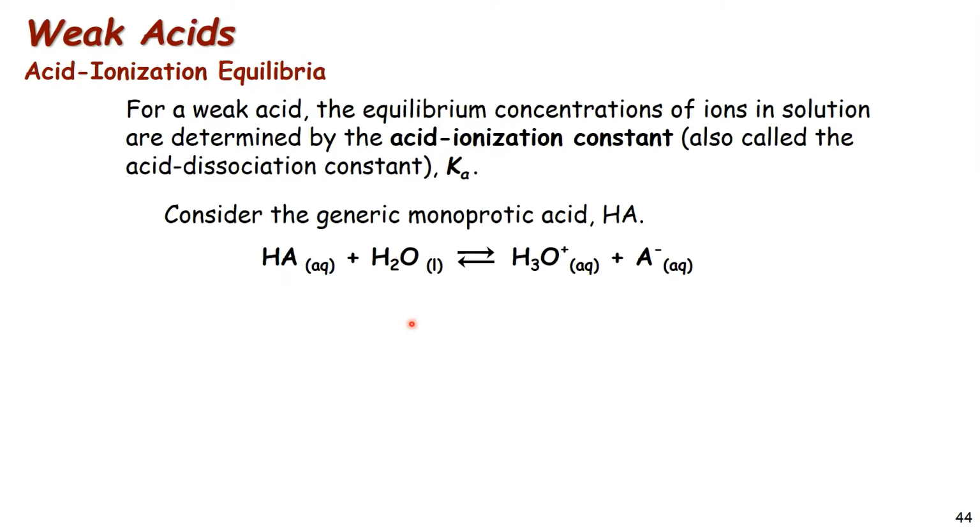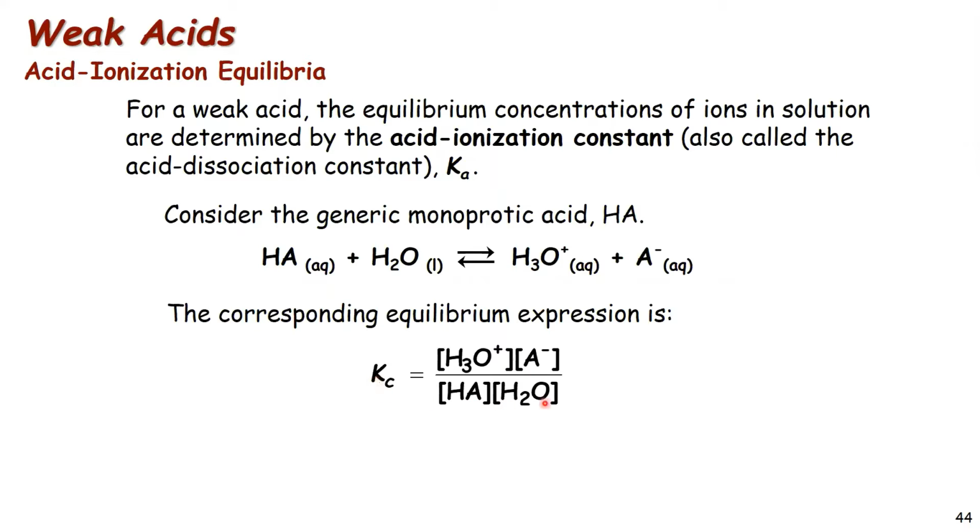So generically speaking, then, this would be our weak acid. And again, it would transfer its hydrogen to the water to form the hydronium, so increase our acid, and leave behind the conjugate base. So this is just an equilibrium, right? So the equilibrium constant would look like this. Here's our products, each raised to the coefficient in the balanced chemical equation. So that's what we see here.